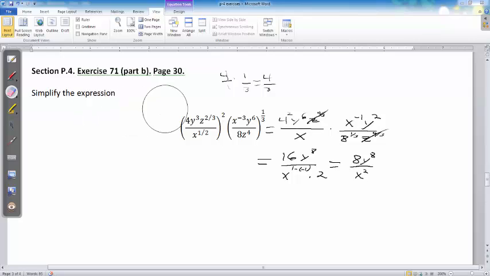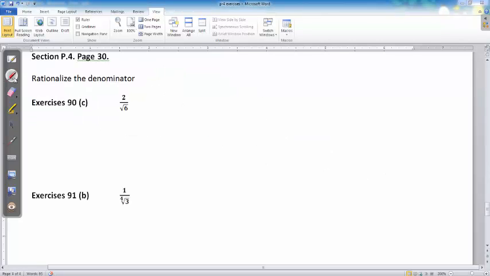And we're moving on. Several quick fire exercises here from page 30. 90C. On these problems, we are rationalizing the denominator. What that means is we are trying to get the root off of the bottom. Rationalize the denominator literally means turn the denominator into a rational number. So that's what we're going to do. Need to get rid of this root?